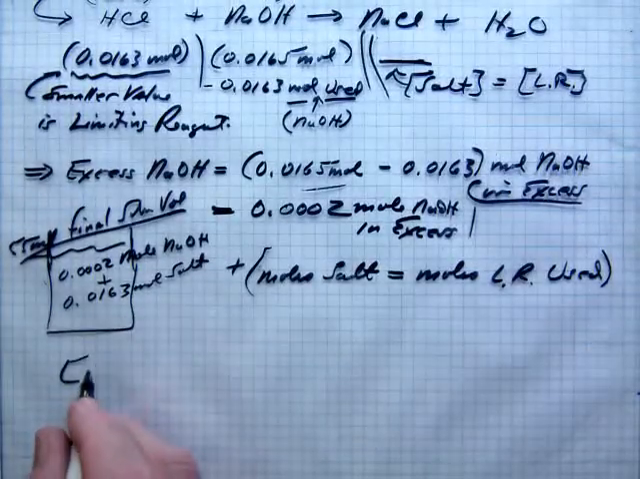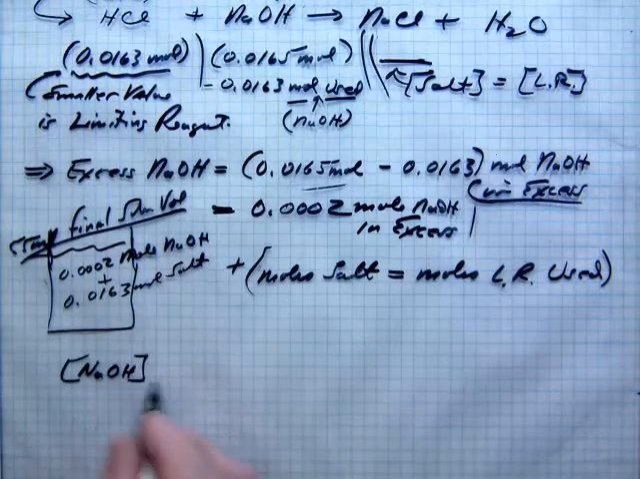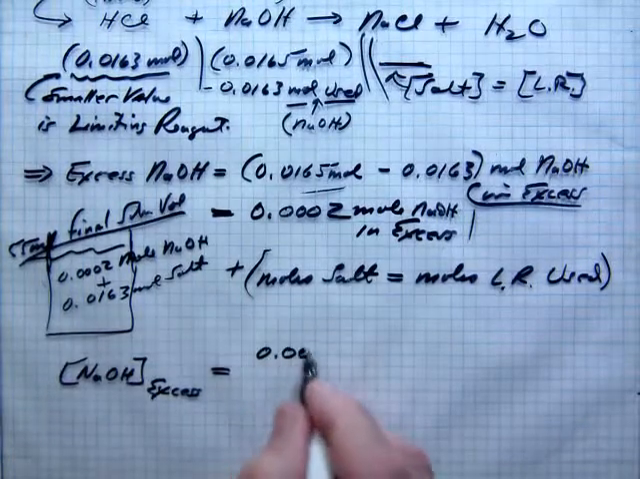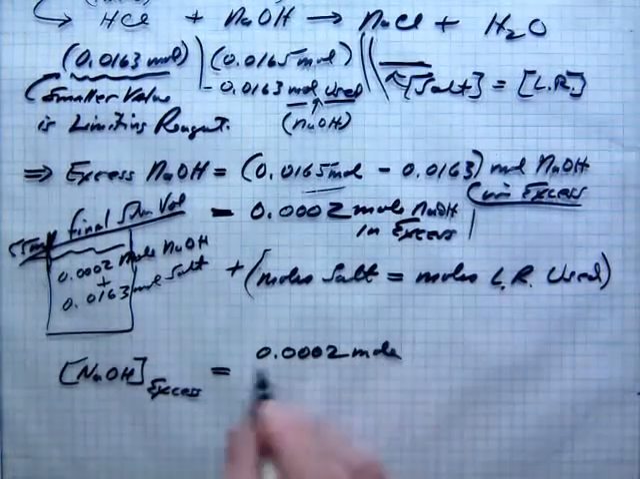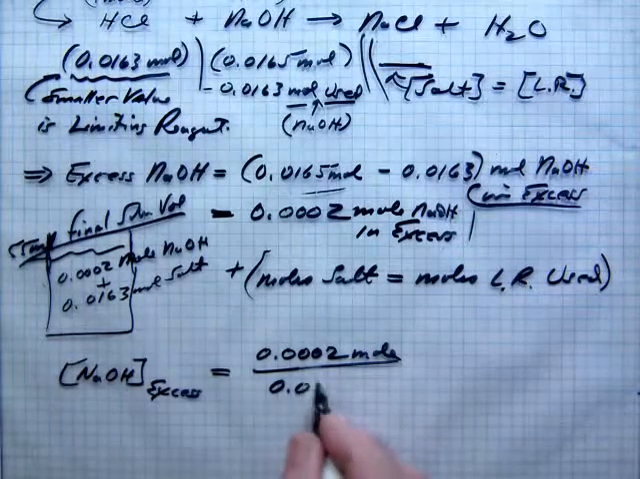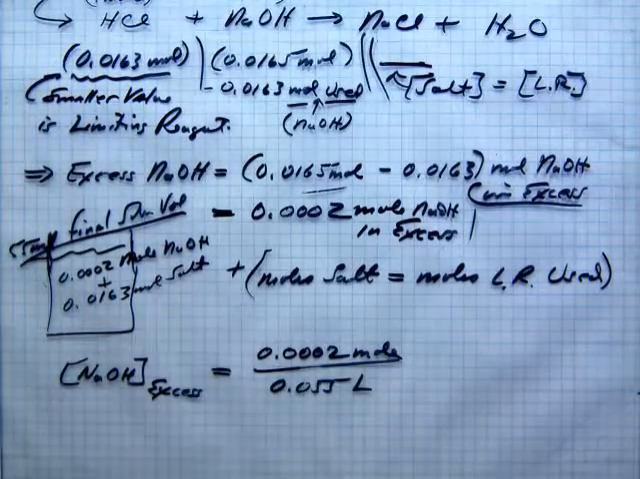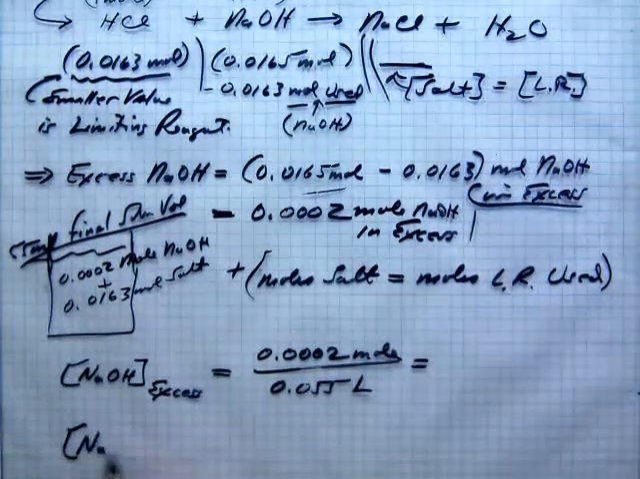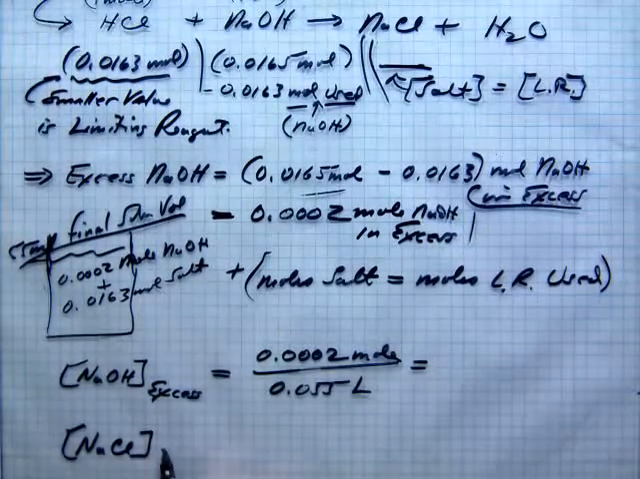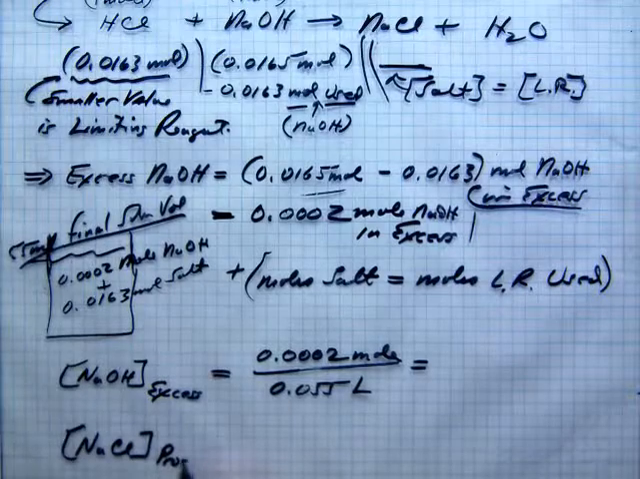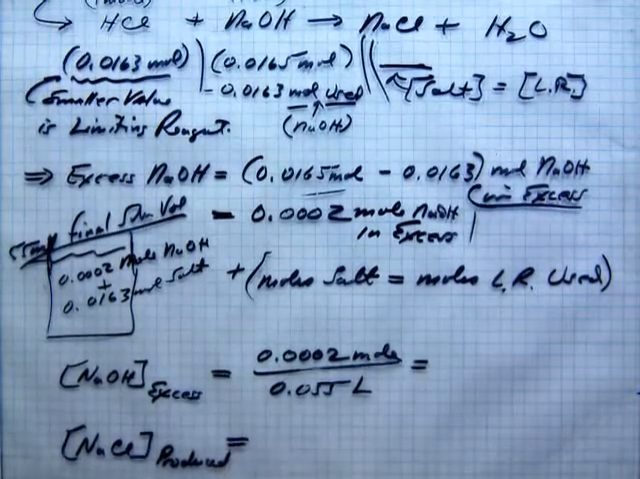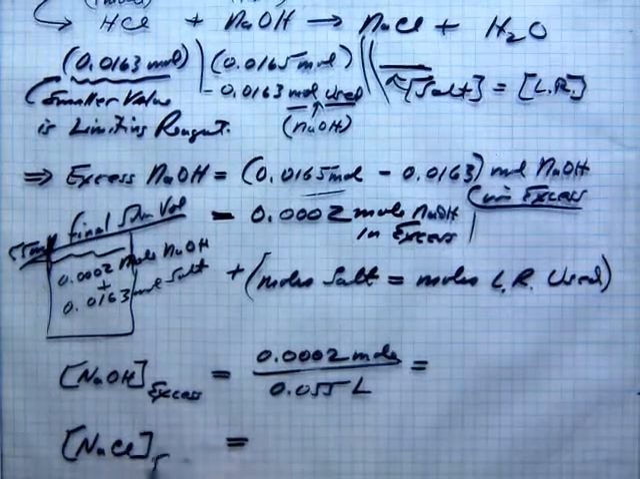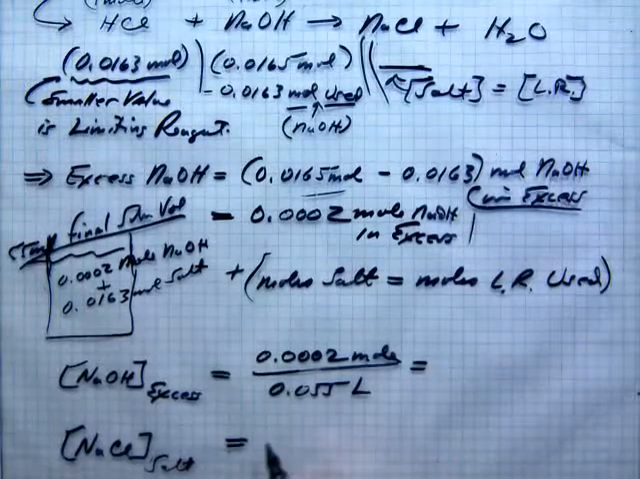So the concentration of NaOH in moles per liter in excess is the 0.0002 mole remaining in excess over 0.055 liters, which is the 30 and the 25 mixed together. And then if you want the sodium chloride produced, or the new molarity of the sodium chloride, let's just do it that way, salts. I don't know what you'd call it other than that.